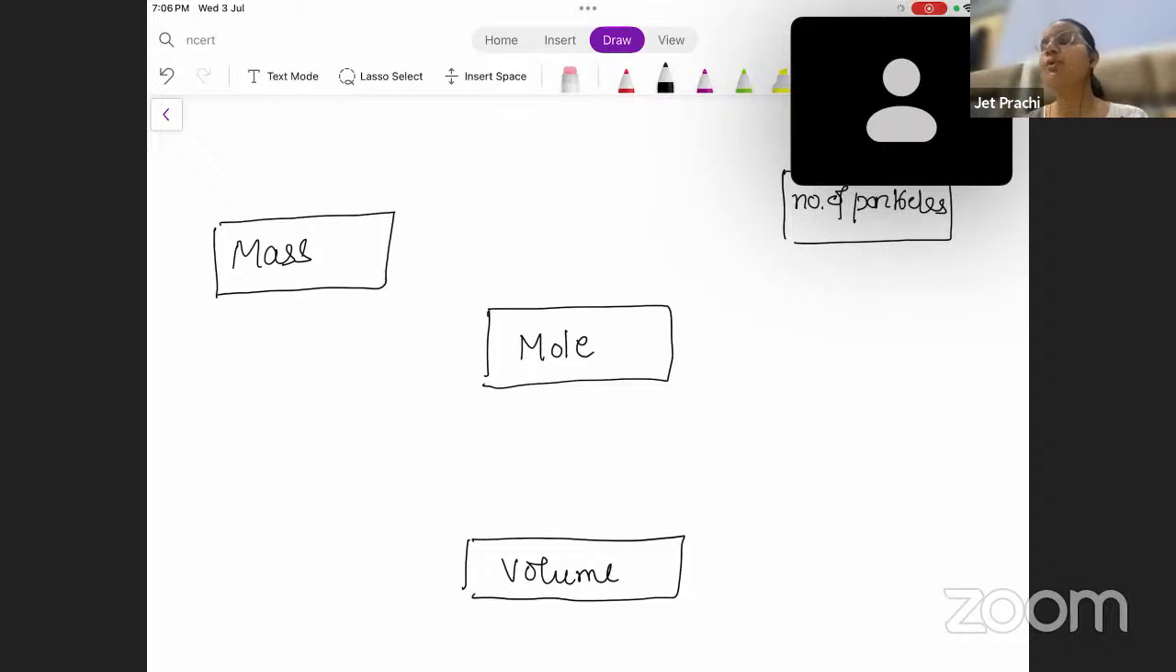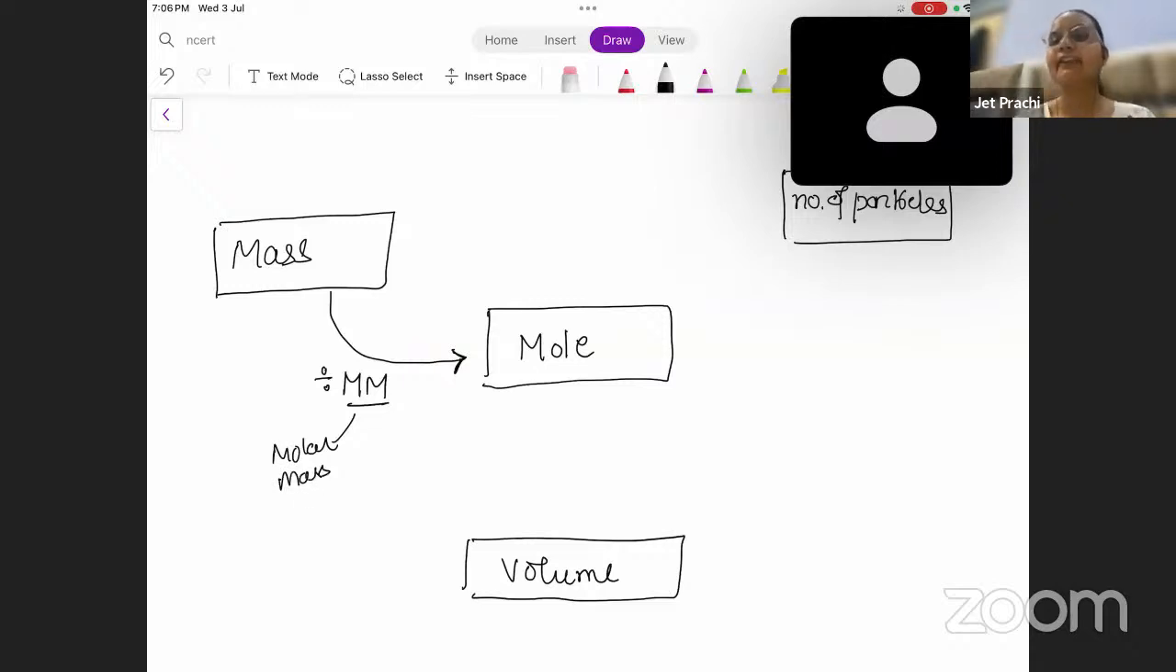Now, let's suppose the mass is given to me. What is given to me? The mass is given to me. Then what I have to do is divide this by the molar mass. So I have to divide this with MM, where MM is molar mass.